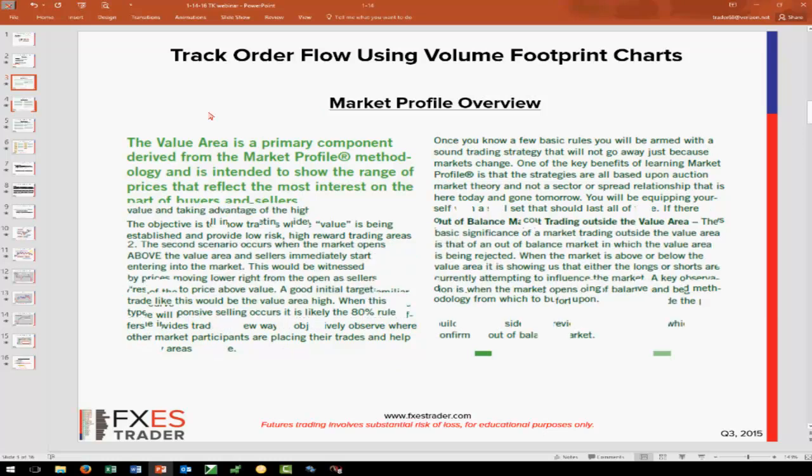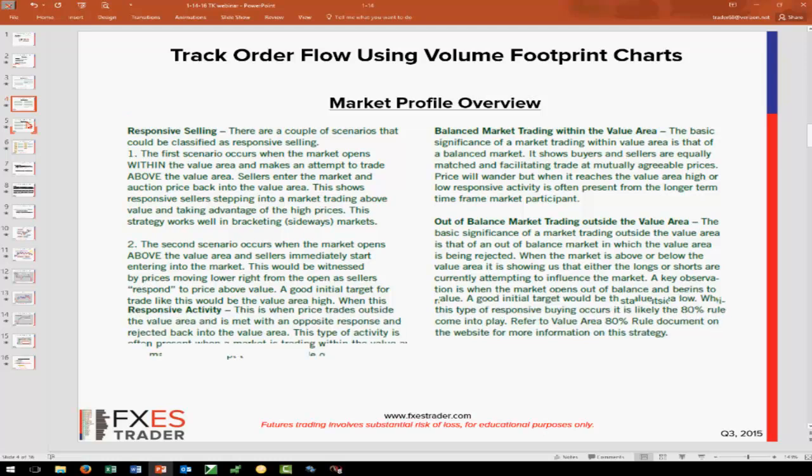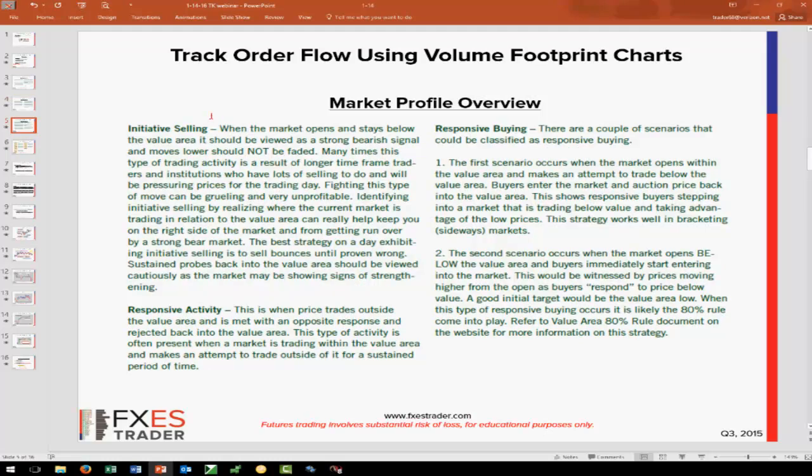But as far as the overview with the profile, you really want to look to see 4 things out of the market, okay? You want to look to see if there's any responsive selling, okay? You want to look to see if the price is trading within a value area, or you want to look to see if we are balancing outside of a value area in any given time. But with the profile itself, and the next slide, this is the 4th area. This is either responsive buying, or responsive selling, or initiative selling.